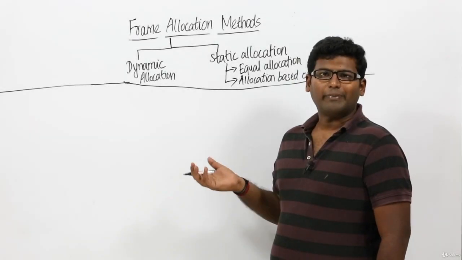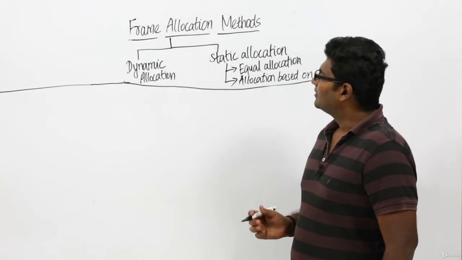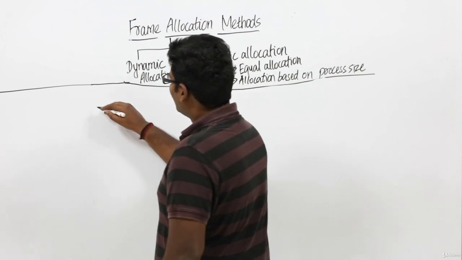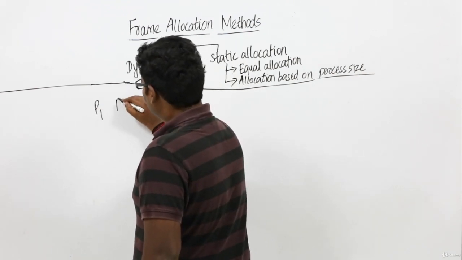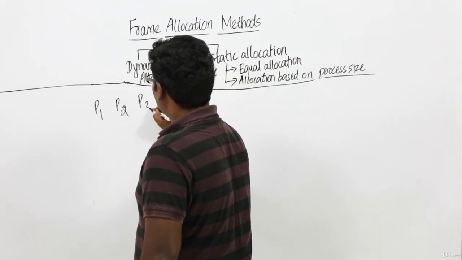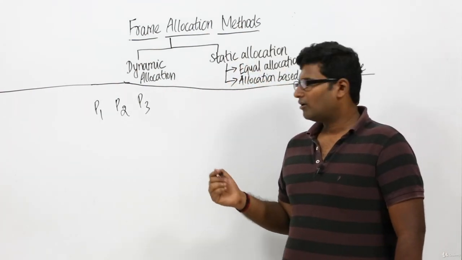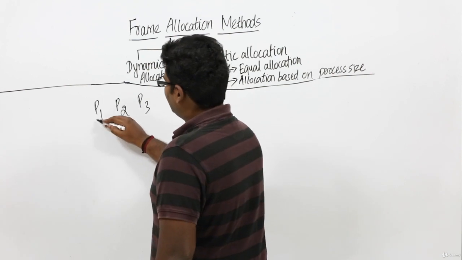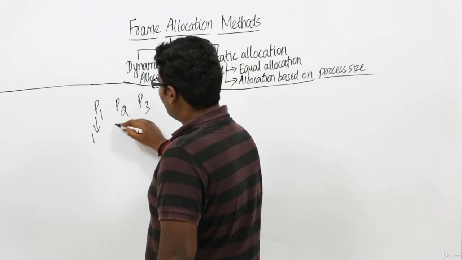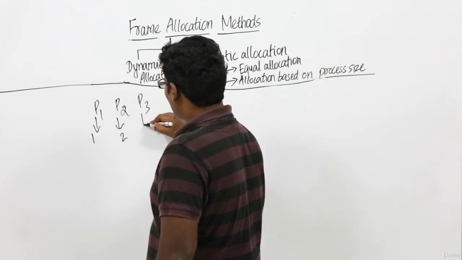Now let's see what is meant by dynamic allocation, right? Let us assume we have three processes, say P1, P2 and P3. Now coming to dynamic allocation, we will assign priority to every process. For example, let us assume we have assigned priority number 1 to P1, 2 to P2 and 3 to P3.